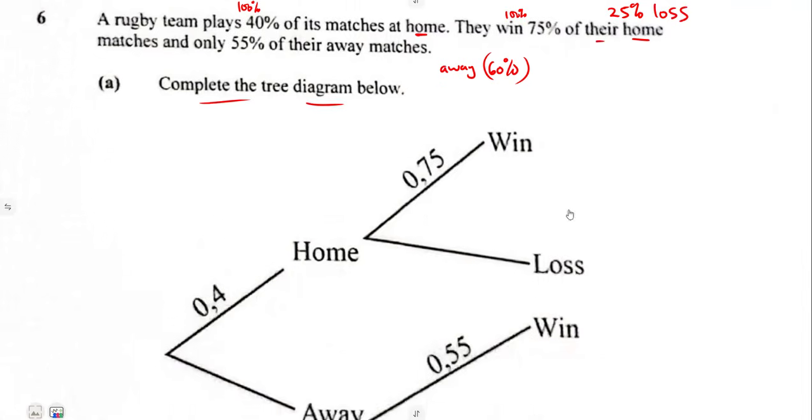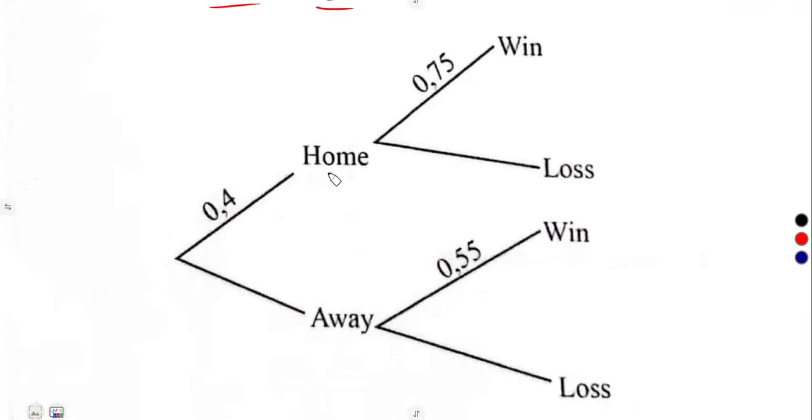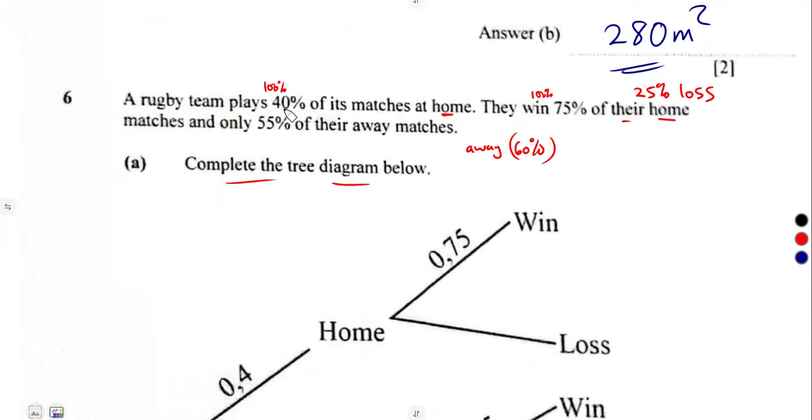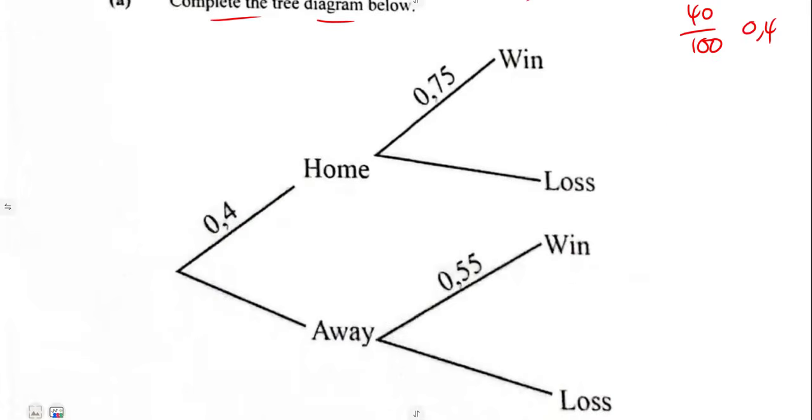All right, so guys, here let us just complete. The home, they gave us the percentage playing at home, 40%. So these are decimals that we are given. They simply divided 40 over 100, which is what? 0.4. The same thing away, it's what? 60%. 60 over 100, which is what?